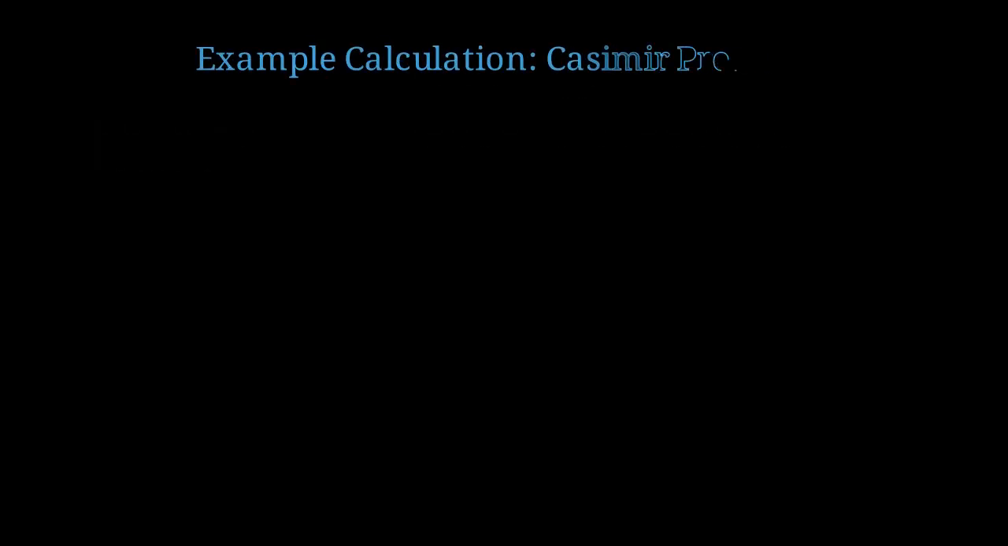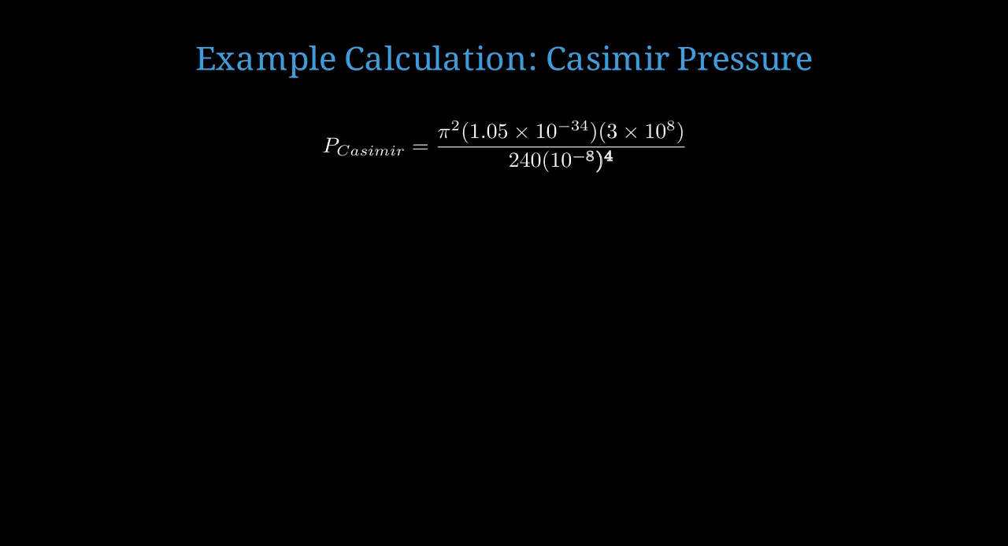Let's calculate the Casimir pressure at a separation of 10 nanometers. We'll use h bar equals 1.05 times 10 to the negative 34 joule seconds, and c equals 3 times 10 to the 8th meters per second. P Casimir equals pi squared times 1.05 times 10 to the negative 34 times 3 times 10 to the 8th, all over 240 times 10 to the negative 8 to the fourth. This gives approximately 130 pascals at 10 nanometers.